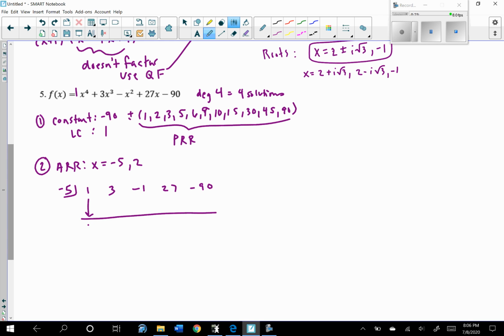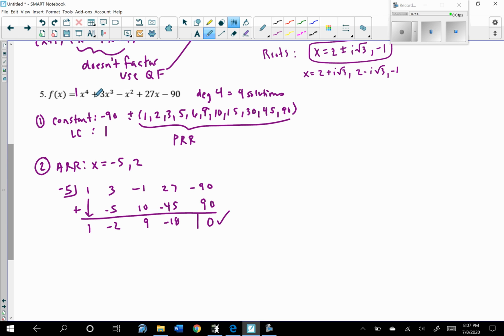We can bring down that 1 and multiply, add these together, multiply, and then add, multiply, and add, and then multiply again. Remember, your remainder should be 0. If you don't get 0, that means that you did something wrong. Look at it again. Either look at your synthetic division, look at what you plugged into your calculator.